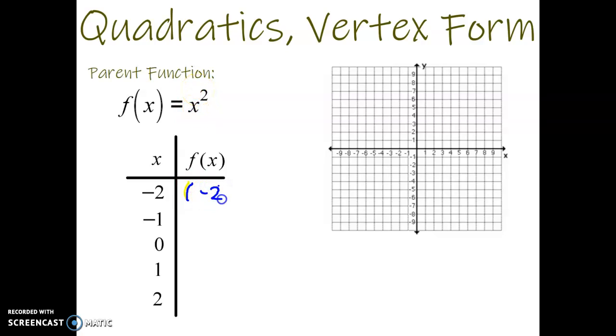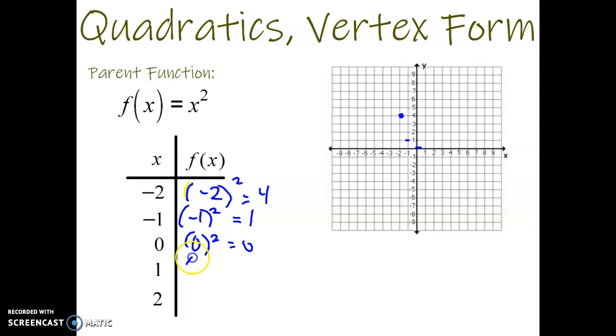So -2 first. And remember, I told you guys to be careful to put those negative numbers in parentheses when you do exponents. -2 times -2 is +4. All right, so let's put a dot on (-2, 4). Now let's do -1. So I've got -1 squared, -1 times -1 is +1. So (-1, 1) right here. And now let's do 0. 0 squared, 0 times 0 is 0. I've got that right here.